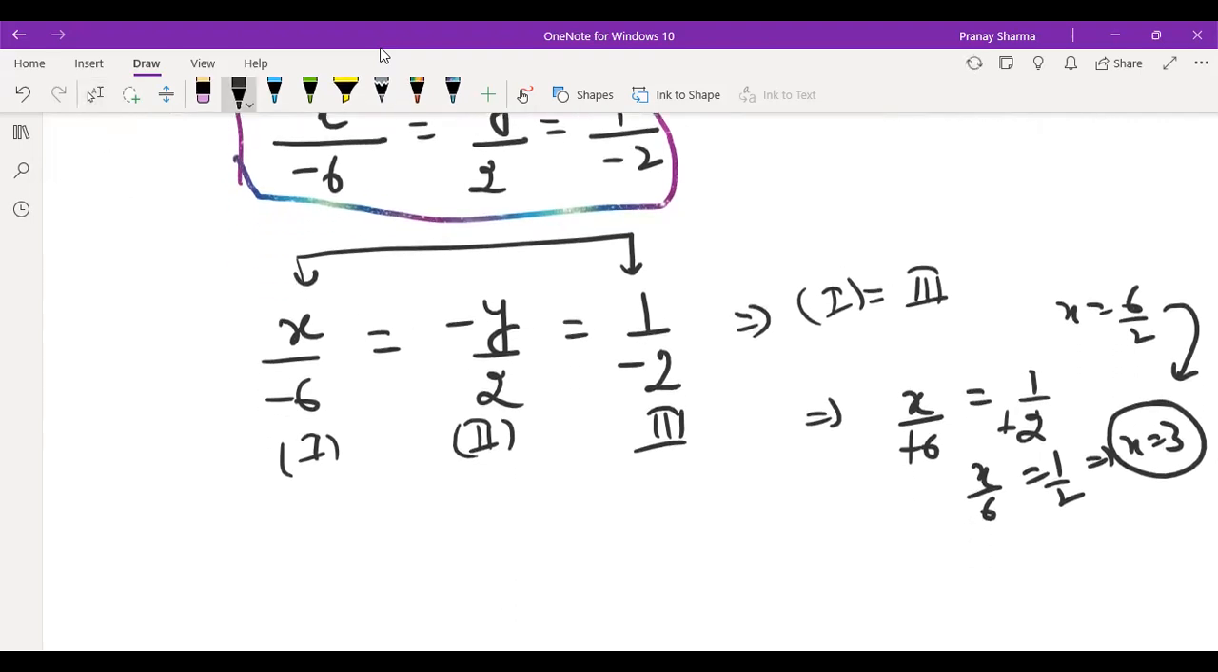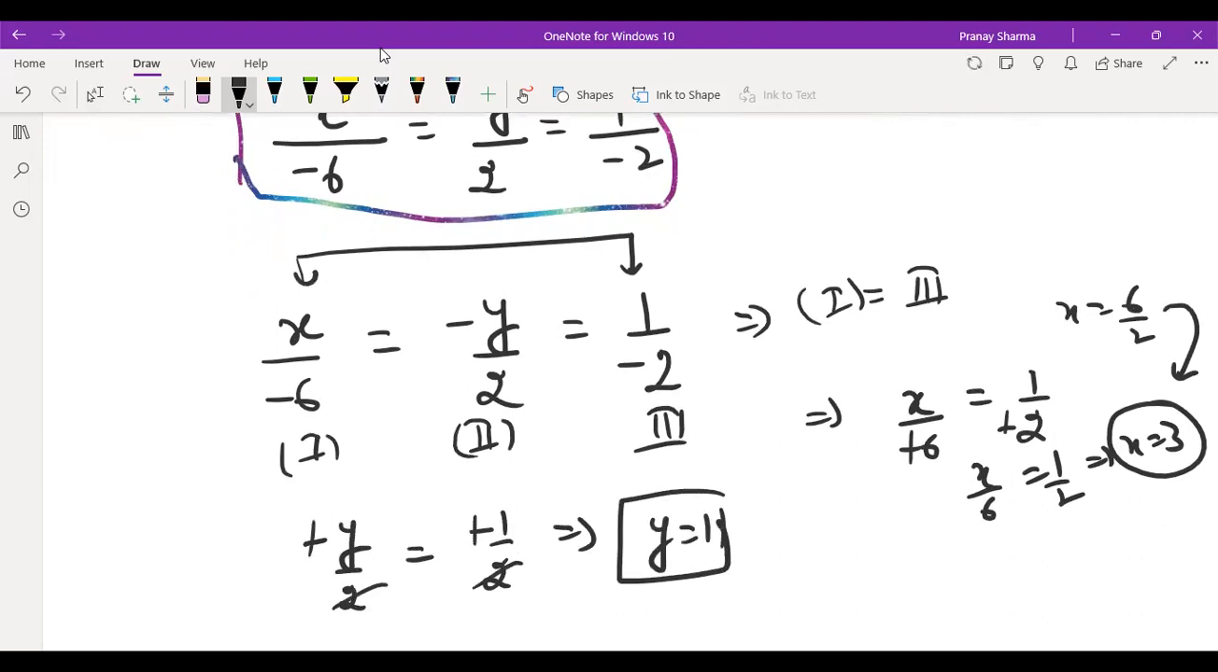The second value is, we need to equate -y/2 with -1/2, because the denominator cannot be negative. So I have shifted that negative sign into the numerator, and then this and this will go away. That means the value of y comes out to be 1. So we got the values of x and y as 3, 1. So this is the solution.